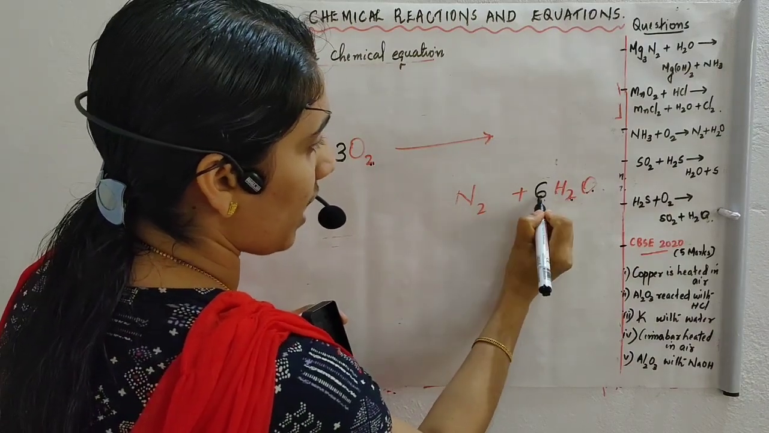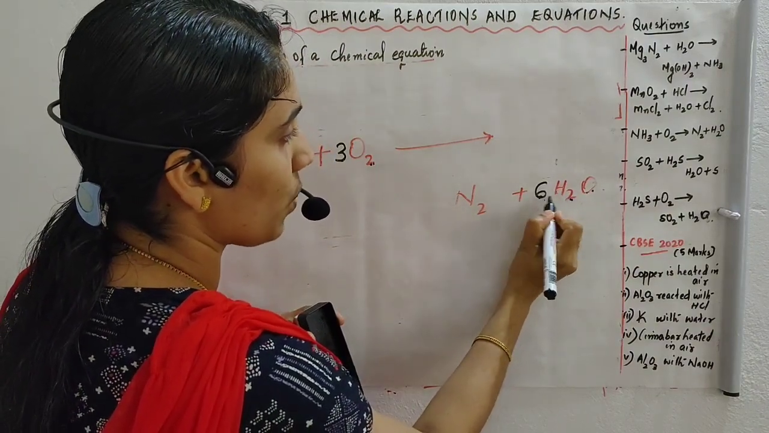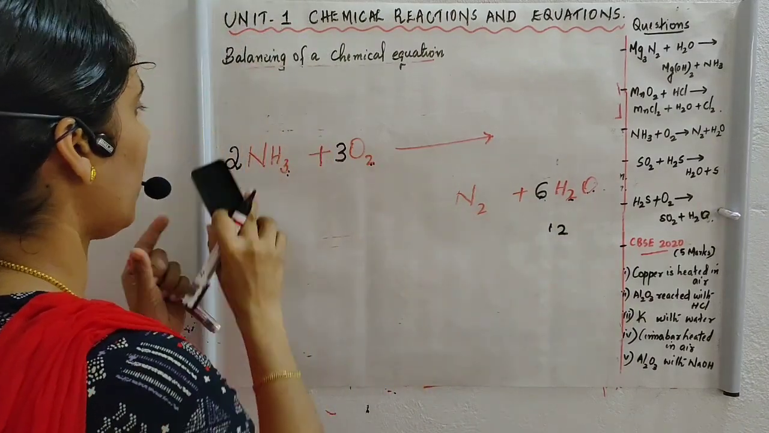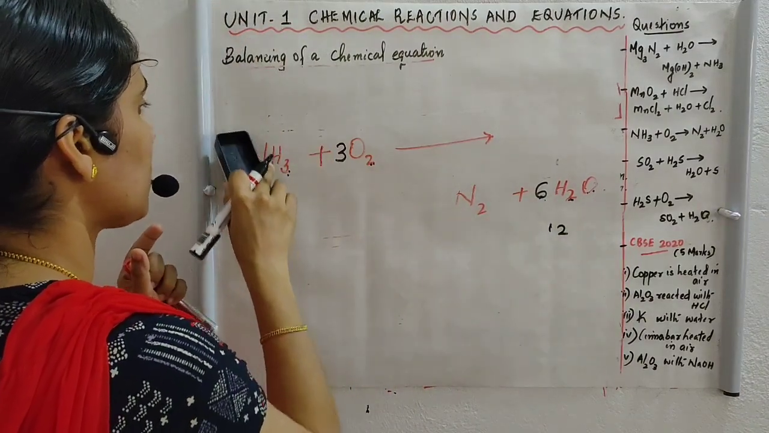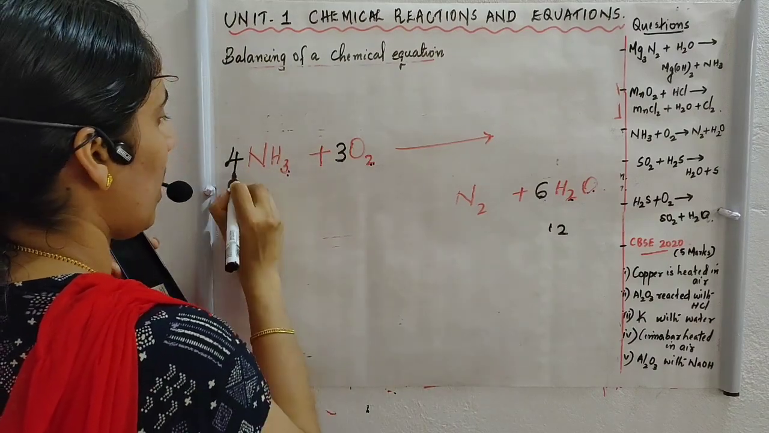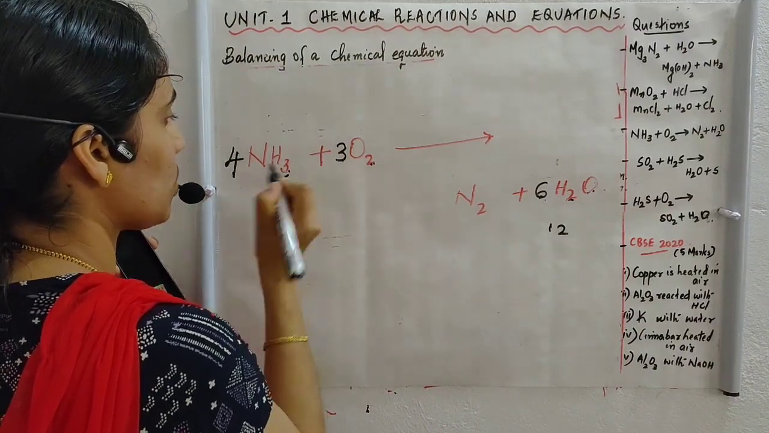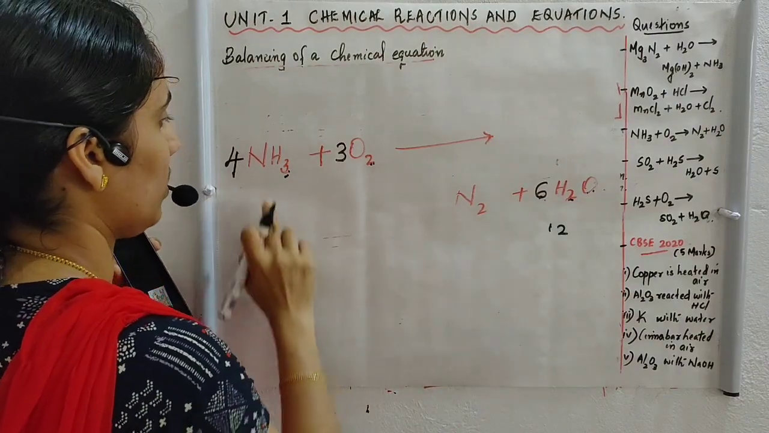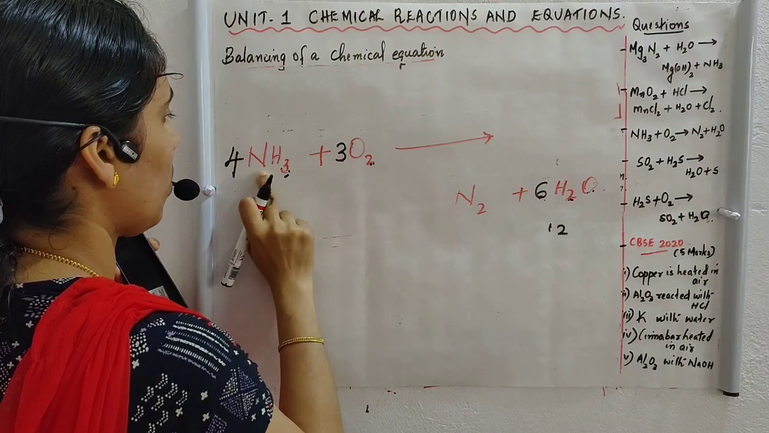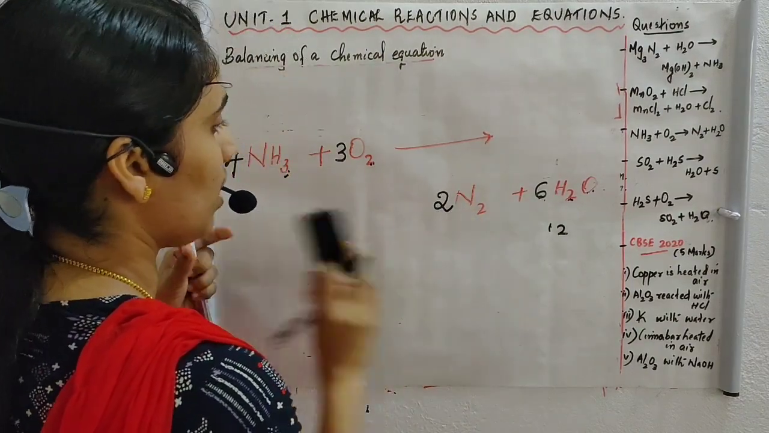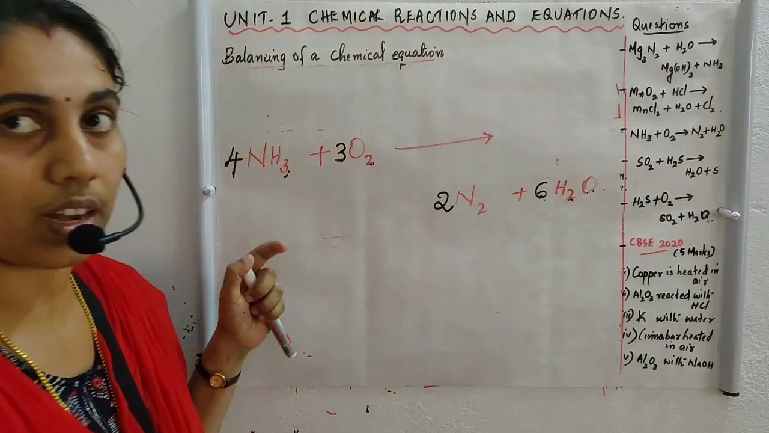But automatically hydrogen is changed. Hydrogen now it is 6 into 2, it is 12. So how to make 12 hydrogen? You change here it as 4. So hydrogen number here it is 3 into 2, 12. Now hydrogen is 12. Then just check nitrogen number, here 4, this side only 2, so you can put 2 here. Now the equation is balanced.